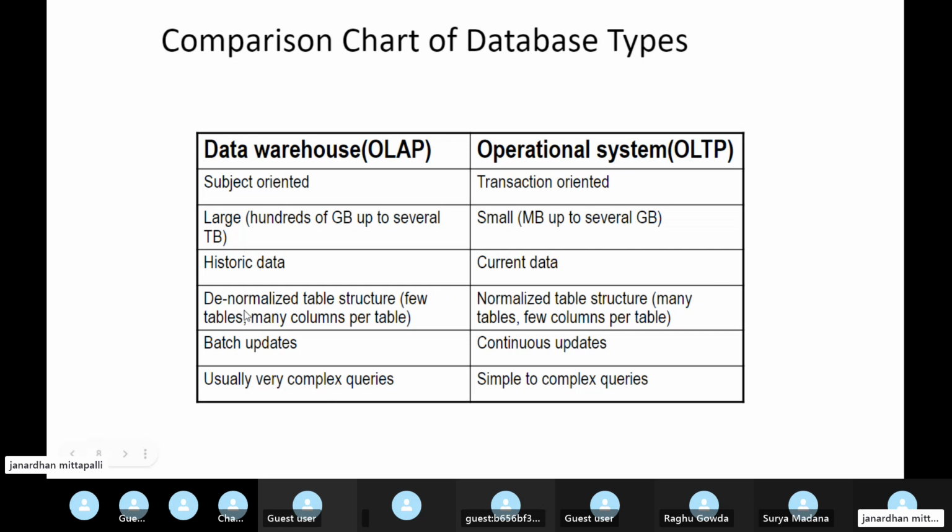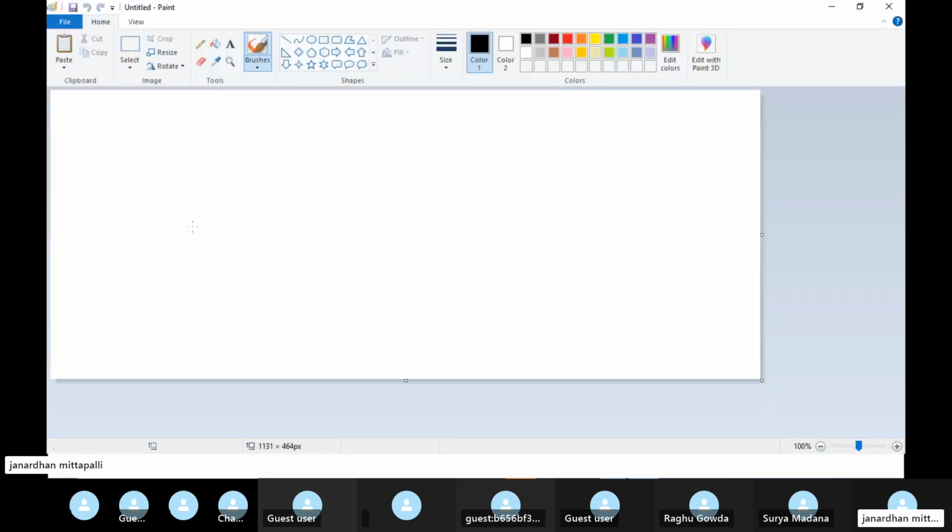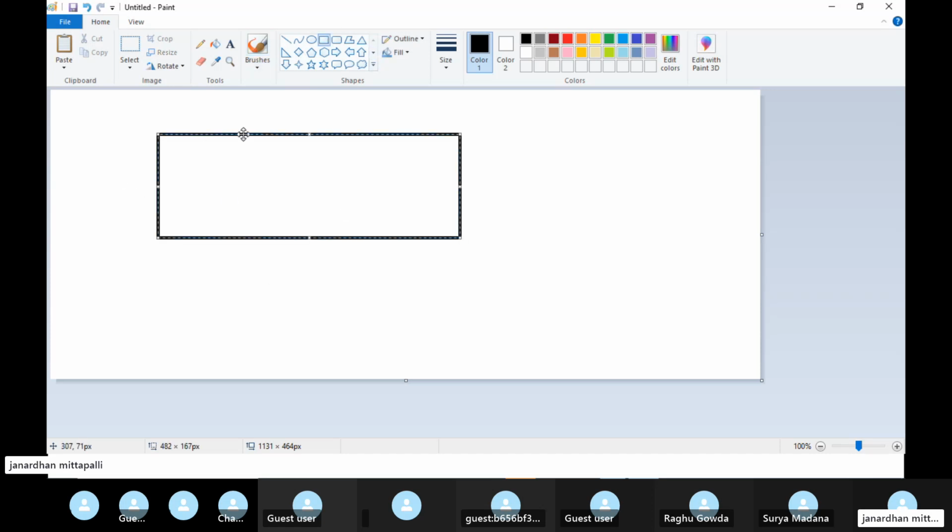So what is denormalized? How does it look? It has few tables and many columns per table. Few tables means fewer tables, with more columns added. For example, take a customer table. It should have only customer information. Let me take an example. Just assume this as a customer table.